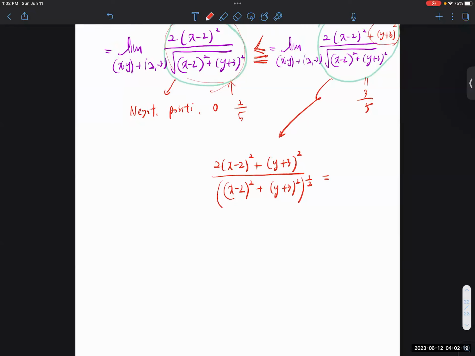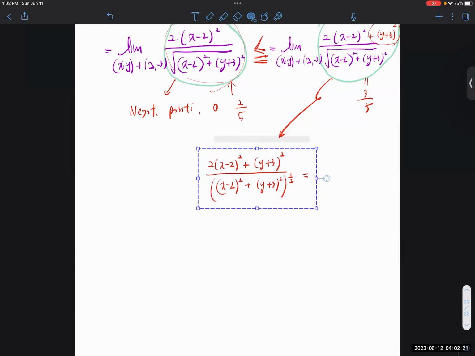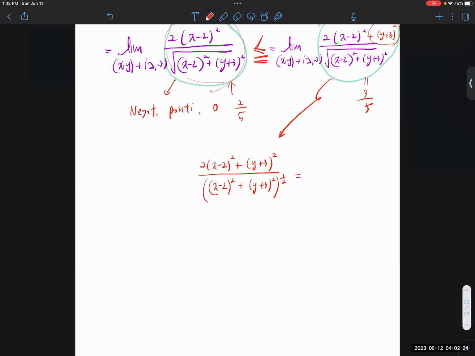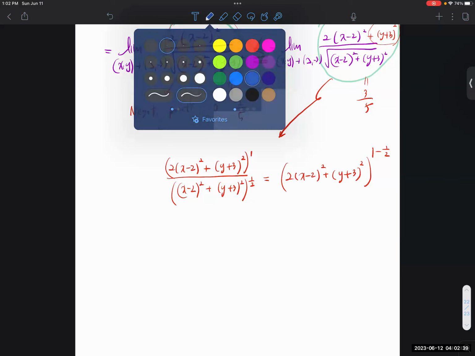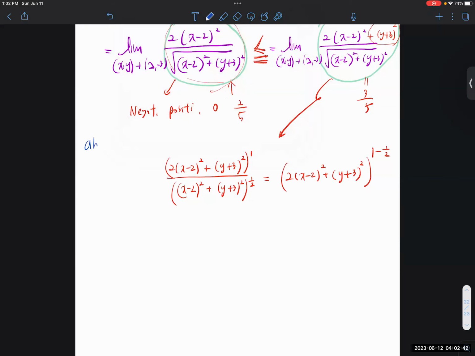This one, because you know the characteristic of the exponent, is the same as having an invisible 1, so (2x - 2)^2 (y + 3)^2, and then what happened? According to the exponent rule, 1 minus 1 over 2. Do you remember? Note that you have AB over AB to the 2, which is AB to the 1 minus 2. So we are applying this one.